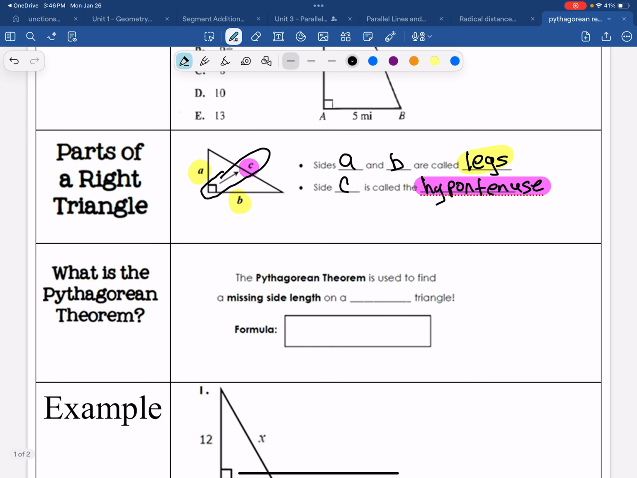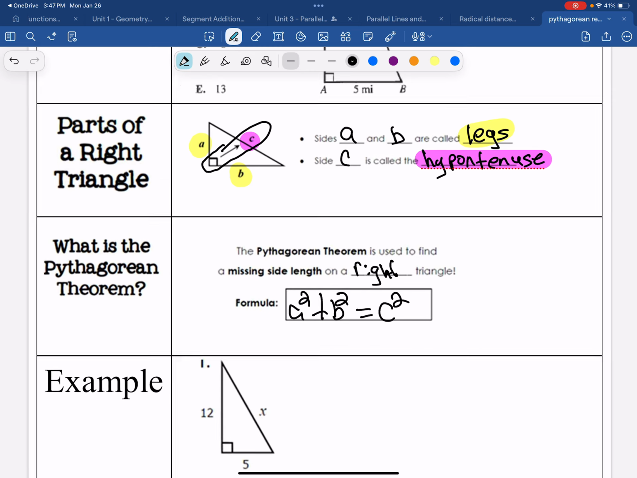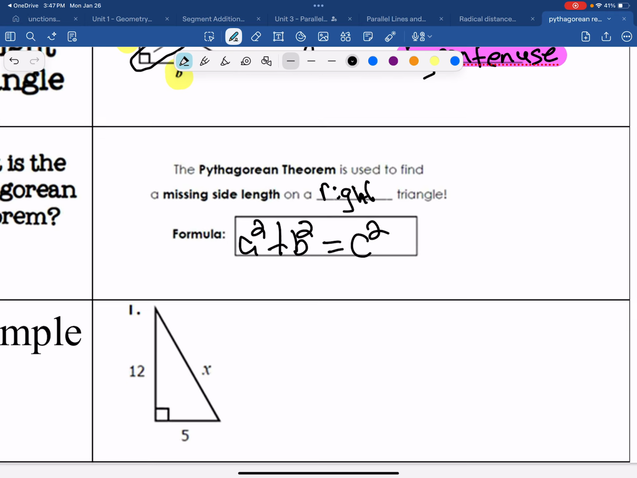Okay, so what is the Pythagorean theorem? It is used to find a missing side of a right triangle. Now, later we will find other uses, but for right now, it's just used to find a missing side of a right triangle. And the formula is a squared plus b squared equals c squared. All right, so let's take a look at one example here.